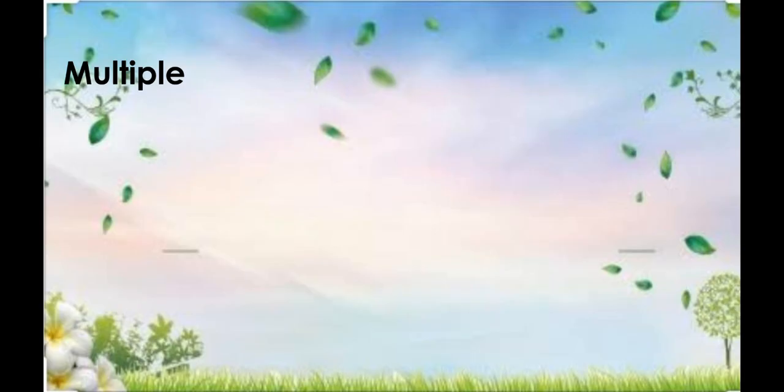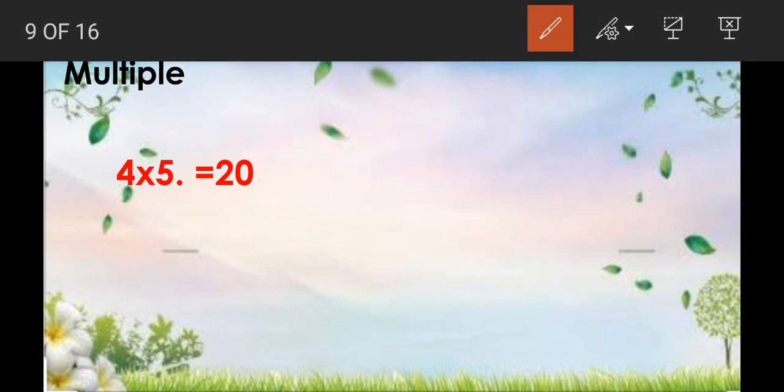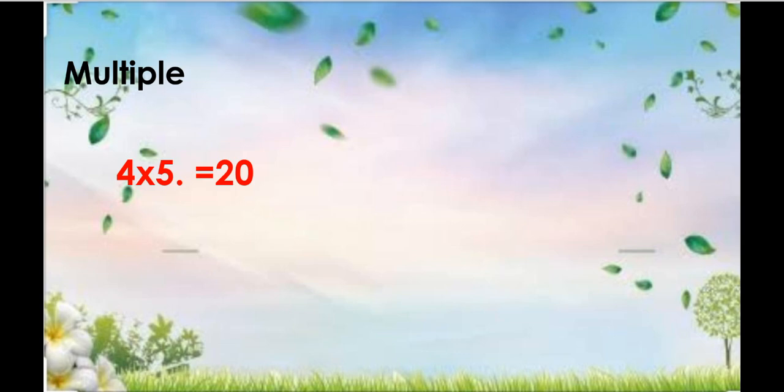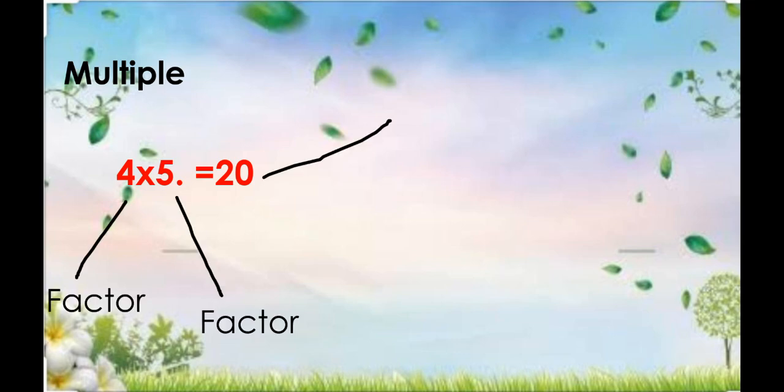Now we'll see multiple. This also you studied in your 5th standard. Anyway, we will recall what it is. I am writing 4 5s are 20. 4 into 5 is equal to 20. 4 times 5 is equal to 20. In this, what can you say about 4? 4 is a factor. 5 is also a factor. This 20 is called the multiple. You can say 20 is a multiple of 4 or a multiple of 5. So 4 is a factor, 5 is a factor, 20 is called the multiple. Understood the difference?